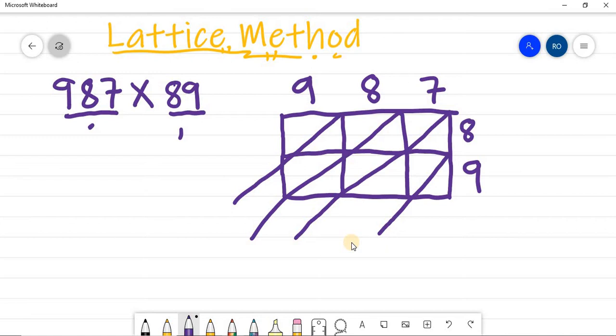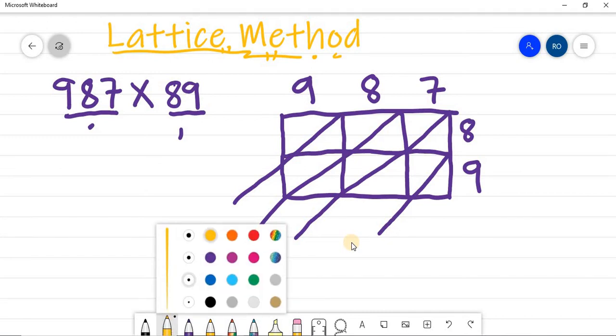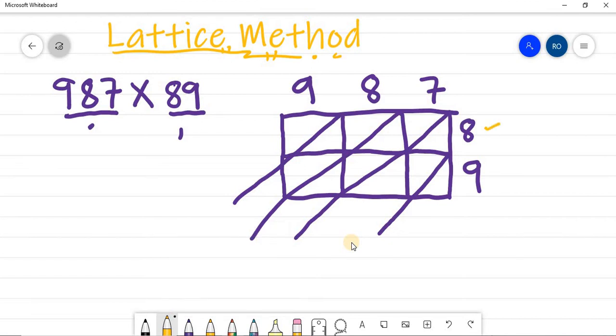So we have first 8, the first digit of the multiplier. Let's multiply 8 times 7 is 56. So it's a 2-digit product, so we write 5 here and 6 here. We have 8 times 8 is 64, 6 here and 4 here. We have 9 times 8 is 72, 7 here and 2 here. Now we're done multiplying 8. Now let's proceed to the next digit.